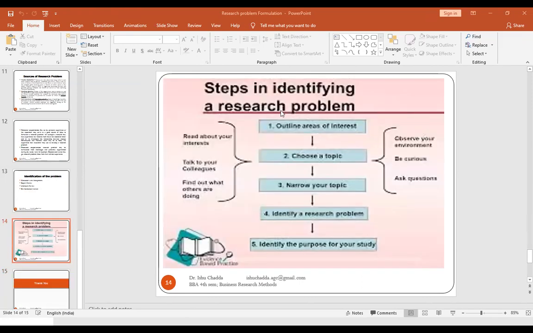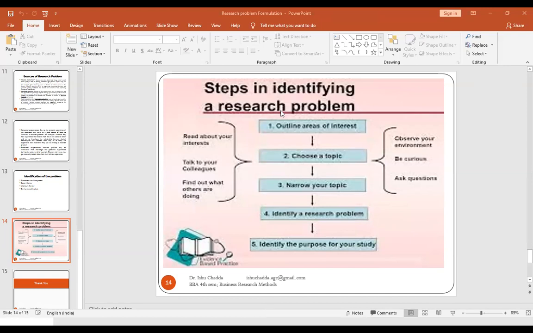The next topic is steps in identifying the research problem. Defining the problem and research objective is often the hardest step in the research process. The manager must be able to identify the problem, even though he may not know the specific causes. For example, a manager of a retail mall felt that there was a decrease in sales, but he was not able to recognize what the main problem was.